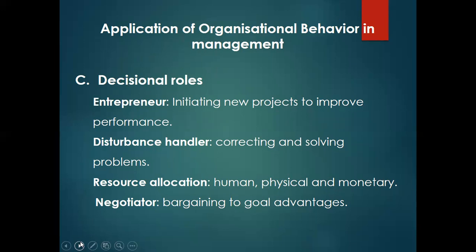Then he is a resource allocator. It may be human, physical, and monetary resources. He has to allocate them. So it is the activity of budgeting. You have already studied in the principles of management what budgeting is. He has to allocate the resources as per the organizational goals. Then he is a negotiator. He has to bargain for the advantages of his organization. He should negotiate with the external environment.